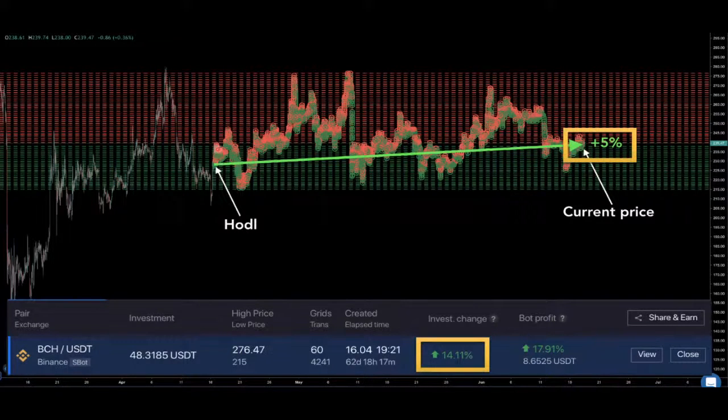That's because you allow your bot to generate profits on every market swing during this sideways. So that's almost a triple effect. And I guess that the answer now is obvious, that automation is beneficial on the sideways market, and it significantly outperforms a simple hodling strategy. All right.